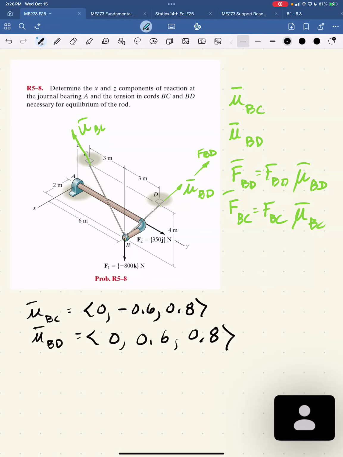Anyway, we're running out of time. But now you have to do your summation of forces, summation of moments. And it's very tedious. Okay. Good luck on the test Friday.